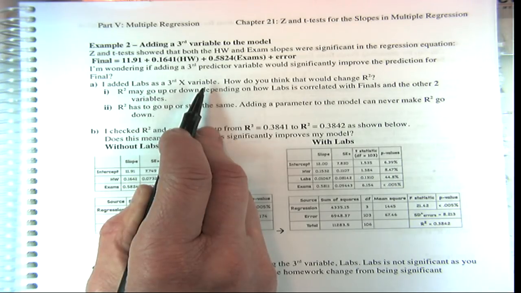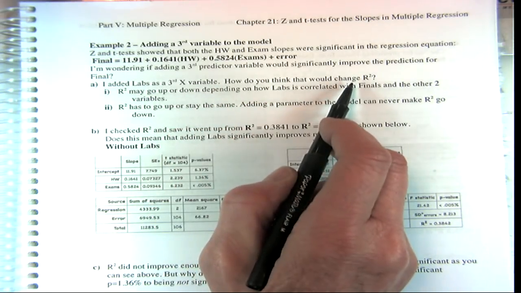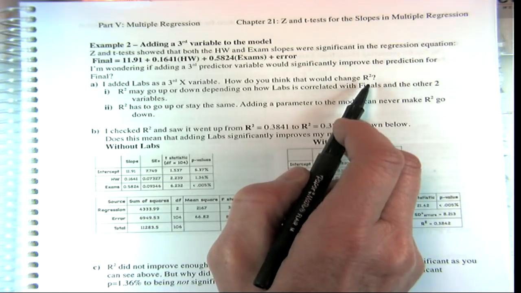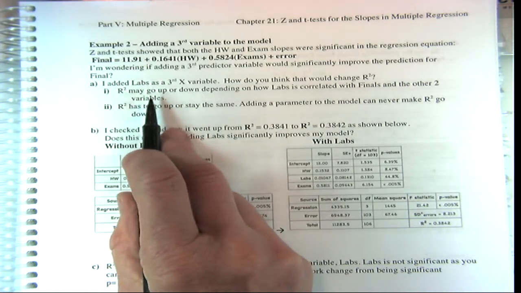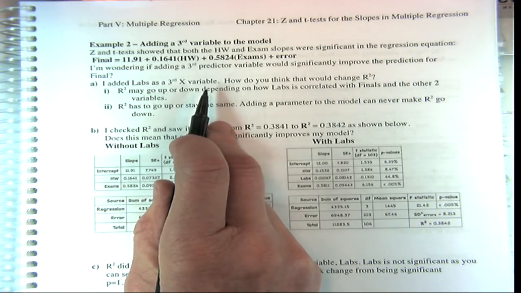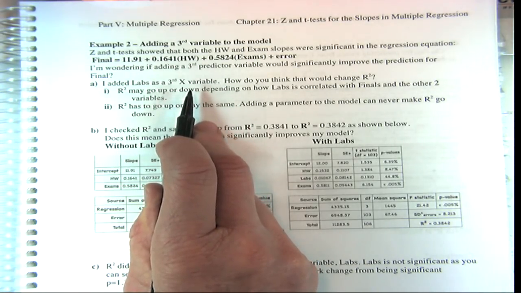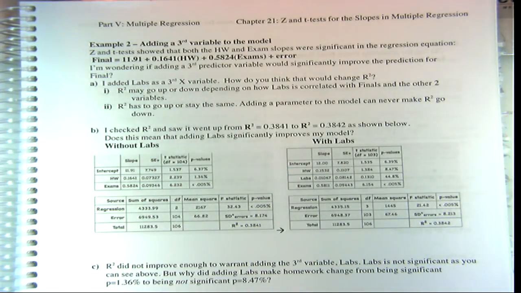Now, how do you think that would change R squared? The key thing to remember about R squared is it's a measure of how close your predictions are to your final. We're trying to predict their final exam score. It's a measure of how close our predictions are to their actual final. So, do you think if I add another variable, can I make a worse prediction? Is there any way in the world I can make a worse prediction by adding another variable? Do you think?